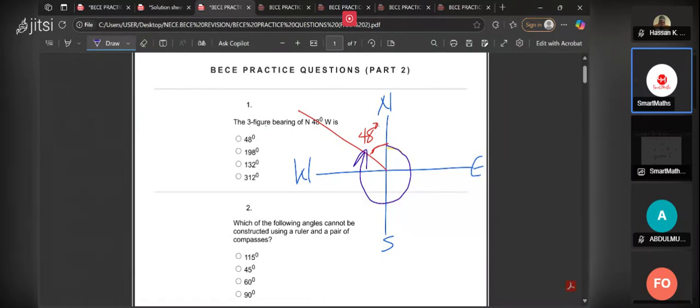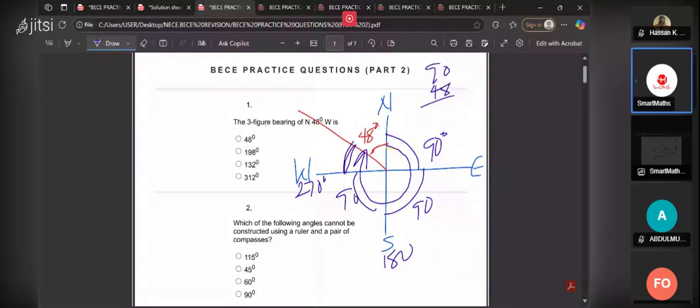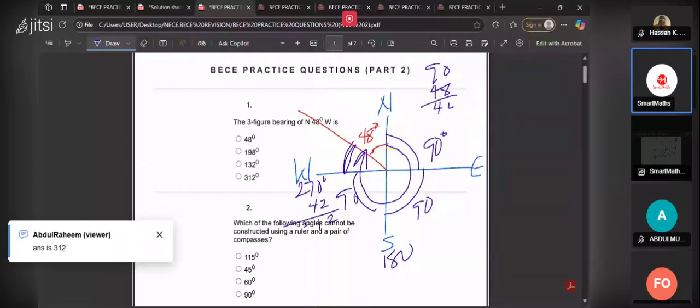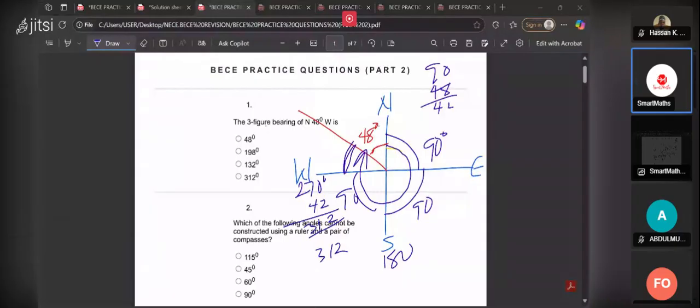So we calculate it from this place. From here to here is 90, and this another 90, that is 180 here. Another 90 here, making 270. We now need to calculate the remaining part here, which is 90 minus 48. That gives 42. So that means 270 plus 42, which is 312. So that's going to be the answer. The answer is 312, right? Good.